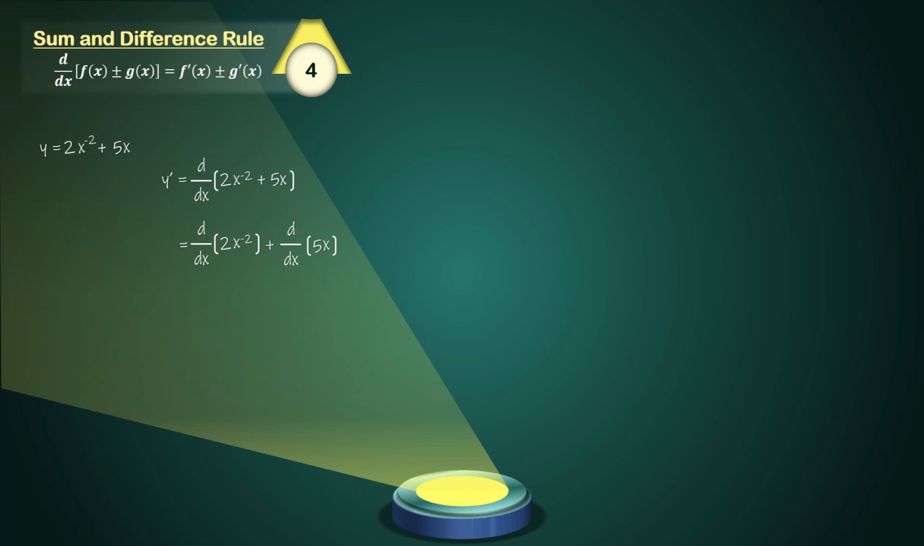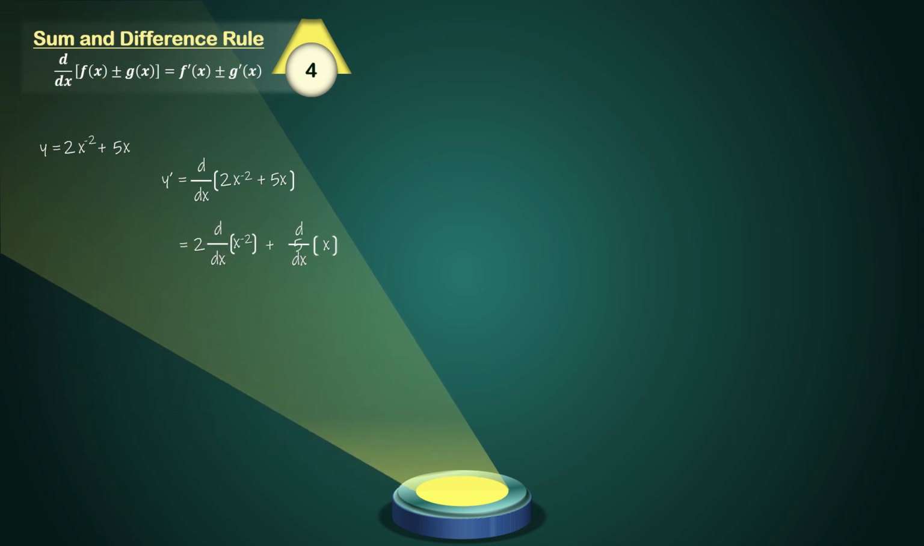Next, apply the constant multiple rule to the first term and to the second term. To get the derivative, apply the power rule to both terms. It is equal to 2 times the derivative of x raised to negative 2, which is negative 2 times x raised to negative 2 minus 1, plus 5 times the derivative of x, which is 1, times x raised to 1 minus 1. Simplify powers. The difference of negative 2 and 1 is negative 3, and the difference of 1 and 1 is 0.